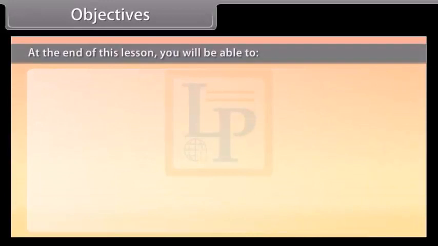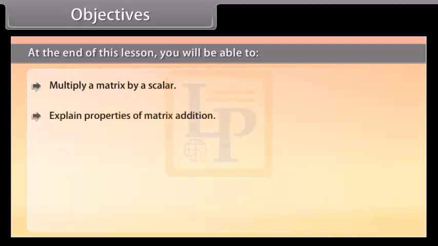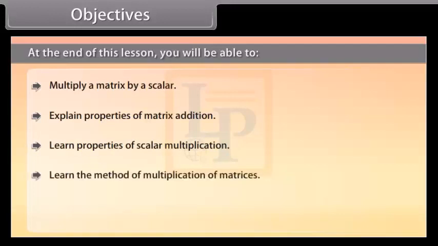Objectives. At the end of this lesson, you will be able to multiply a matrix by a scalar, explain properties of matrix addition, learn properties of scalar multiplication, learn the method of multiplication of matrices, and explain the properties of matrix multiplication.